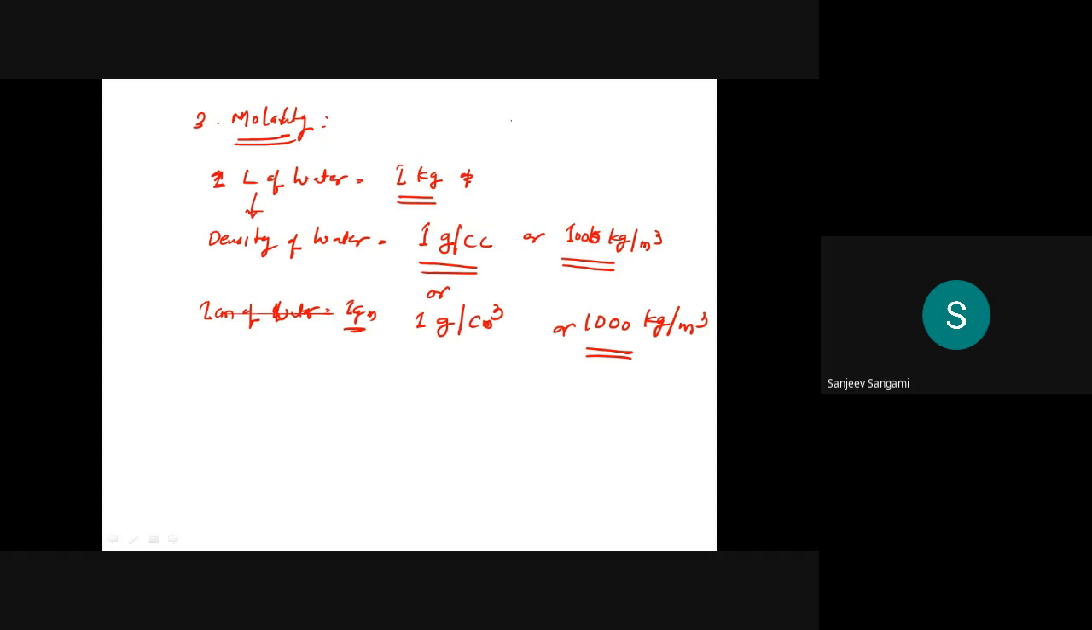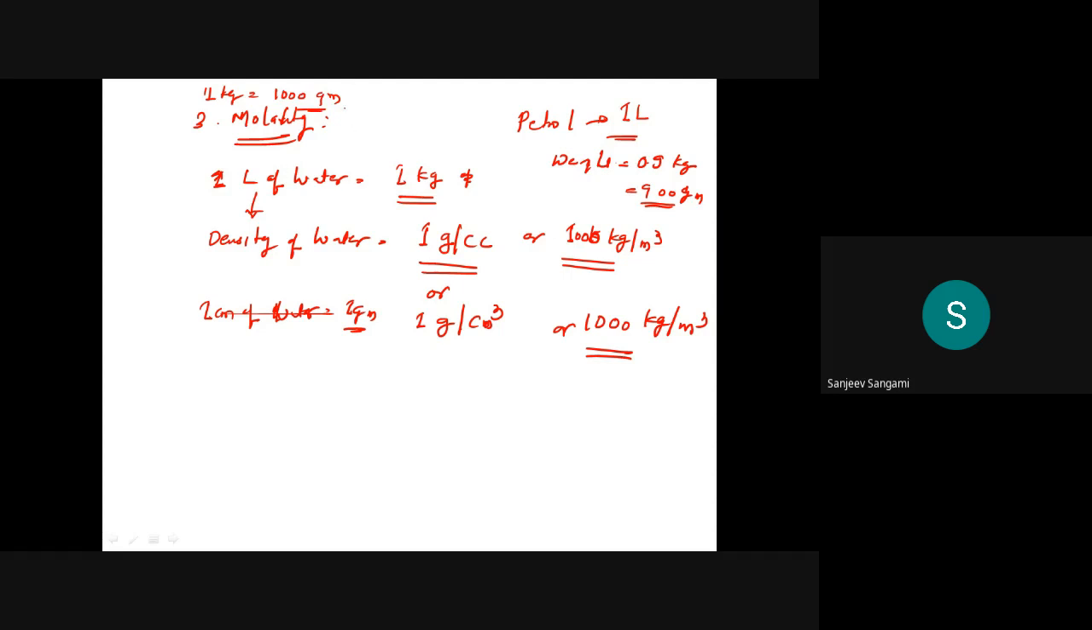Take your petrol or diesel. Take 1 liter. Check how much it will weigh. If you check the weight of that, normally it will be 0.9 kg, or 900 grams. Normally we know that 1 kg is equal to 1000 grams.